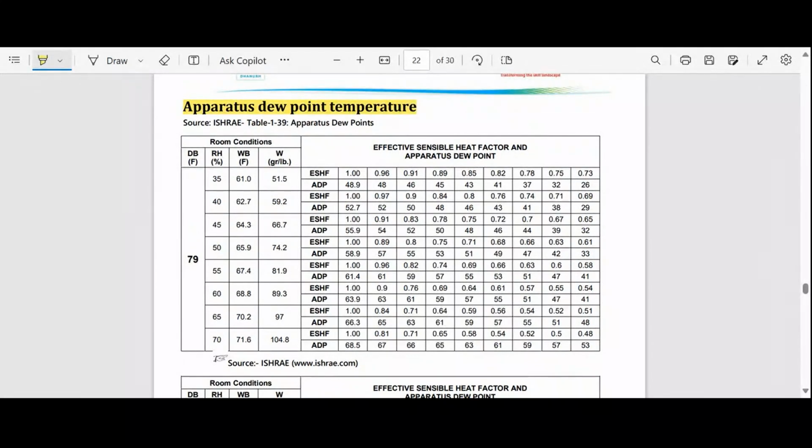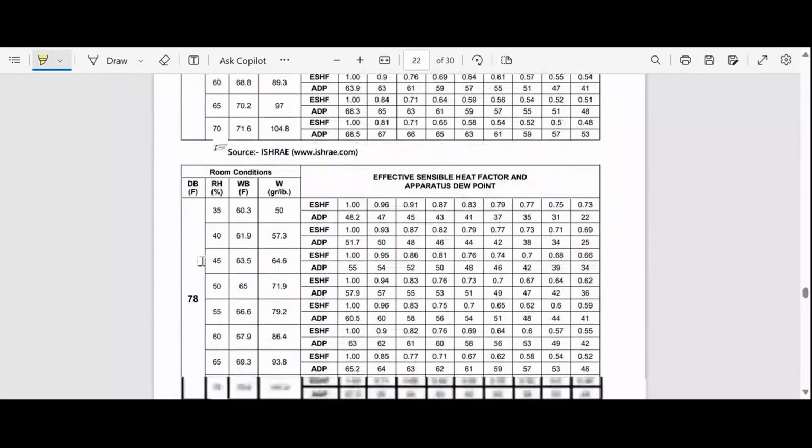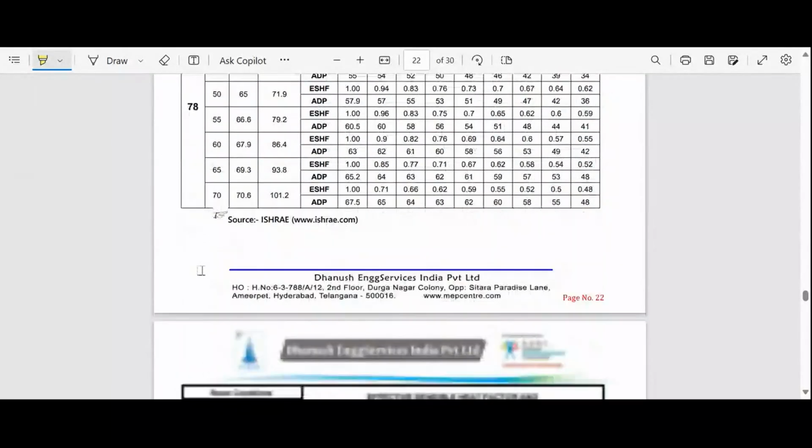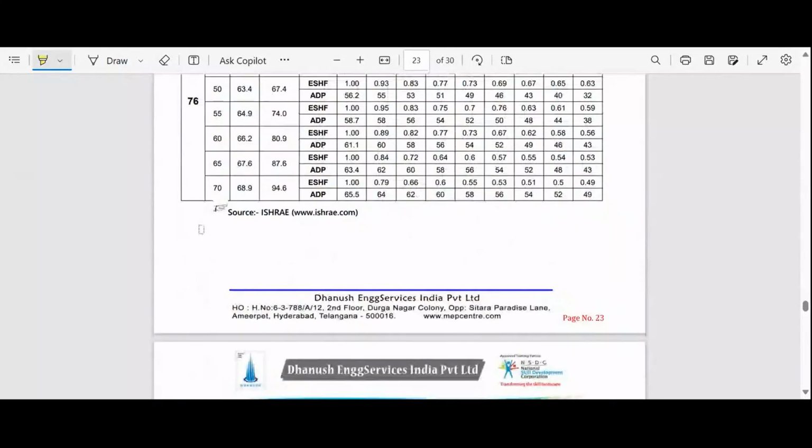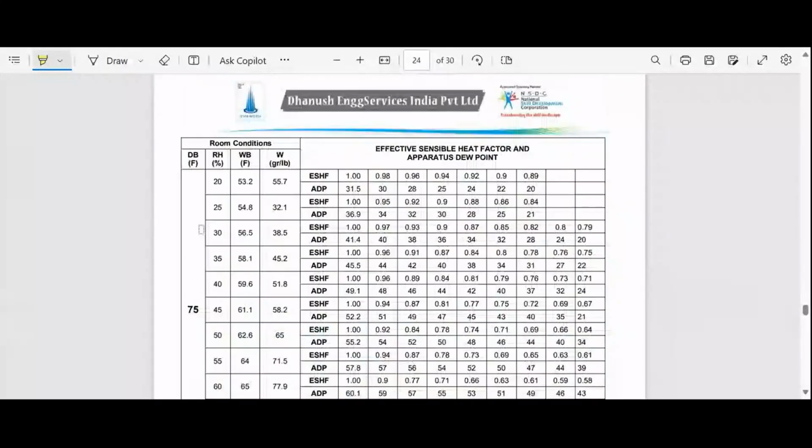Now what should our room temperature be? Room comfort conditions, what have you taken? 75 Fahrenheit, right? It's a dry bulb temperature. Don't select these other tables for 79, 78 or 77. Where we have 75, we go directly to that table.